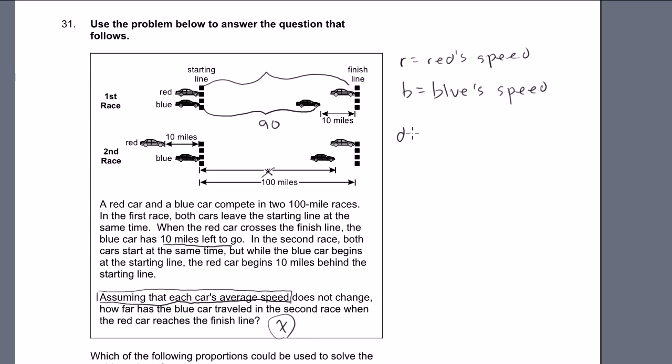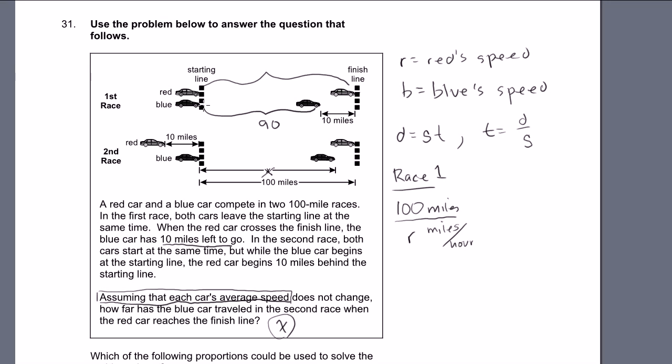So, if we know that distance is equal to speed times time, or rate times time, I'll use speed just because I already used r, that also tells us that time is equal to distance divided by speed. So in the first race, race 1, the time that the red car took to finish the 100 miles is 100 miles divided by r miles per hour. Notice the units will cancel out properly. If you divide miles by miles per hour, you're left just with hours. So this is the time it takes for the red car to finish the race.